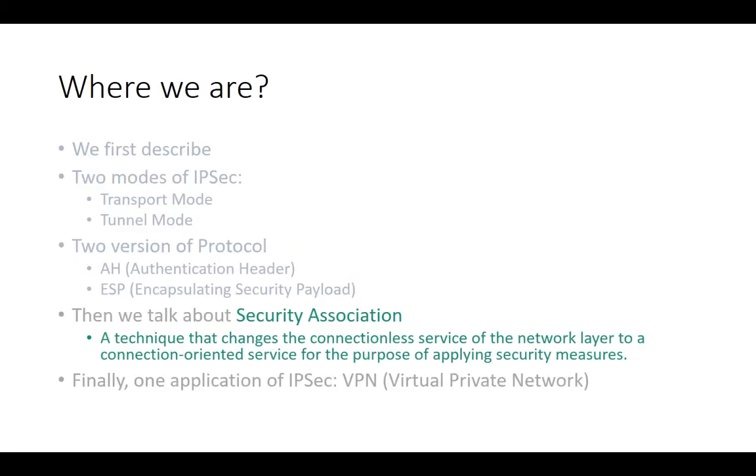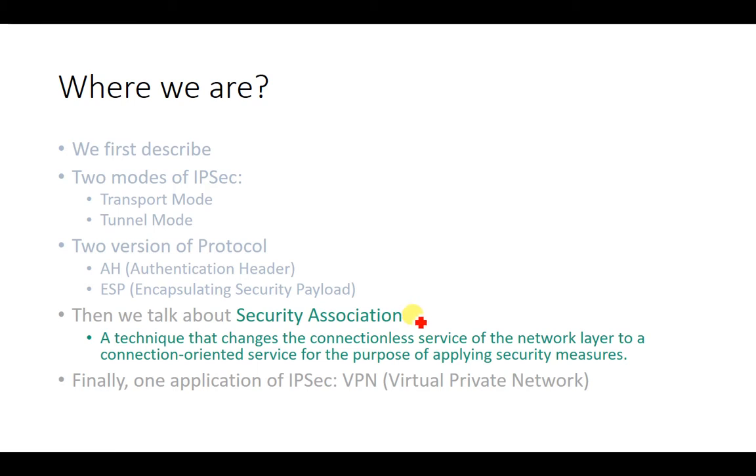So let's begin. If you remember, we have already covered 2 modes of IP security, that will be your transport mode and the tunnel mode, and 2 versions of protocol, that is your authentication header and encapsulating security payload. Now we should know about the security association, which will be talked today.